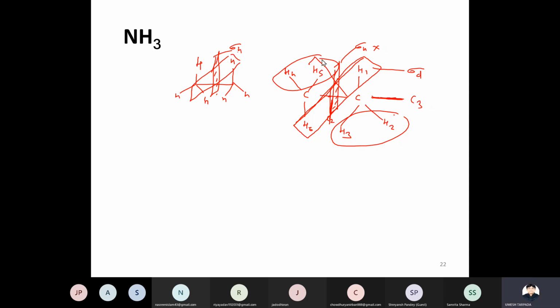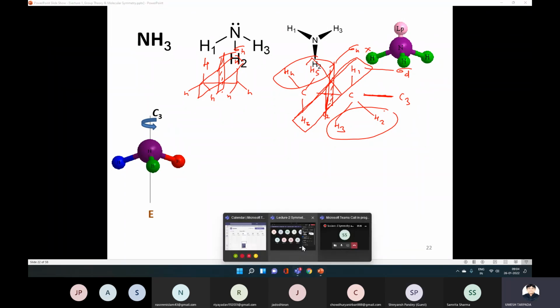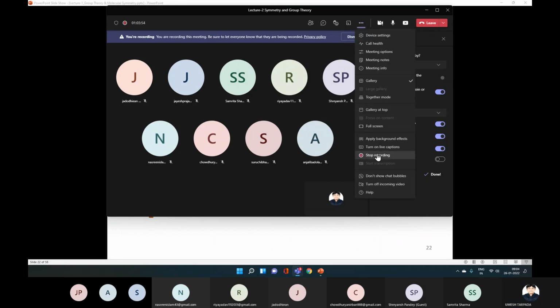So this is the case with stagger structure. We will make more practice so you can understand it well. Tomorrow we will also take an example of allene molecule. So allene molecule is very easy to understand, sigma d plane. Thank you very much.